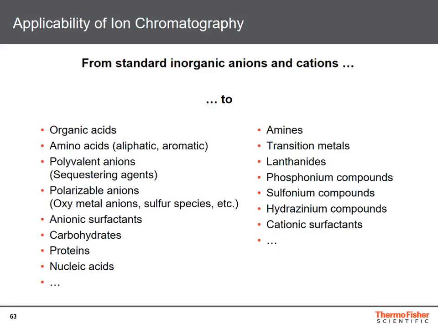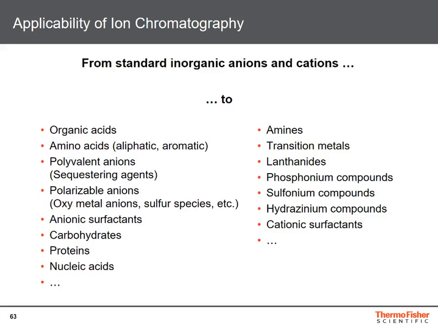This slide gives you just a few examples of anionic species, here shown on the left side of this slide. On the top, the huge area of organic acid analysis, amino acid analysis, polyvalent anions being components of a lot of consumer products today, the huge area of polarizable ions with large radii, anionic surfactants, and in the life science area, the separation of carbohydrates, proteins, and oligonucleotides. We should not forget that up to the present day, the highest resolution separations of carbohydrates and proteins are done by ion exchange chromatography.